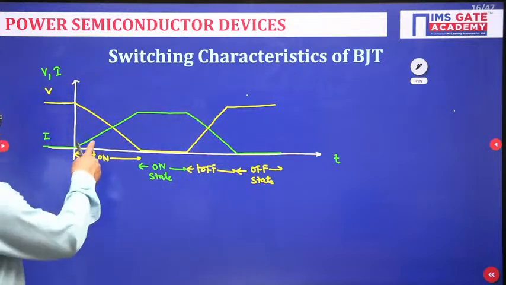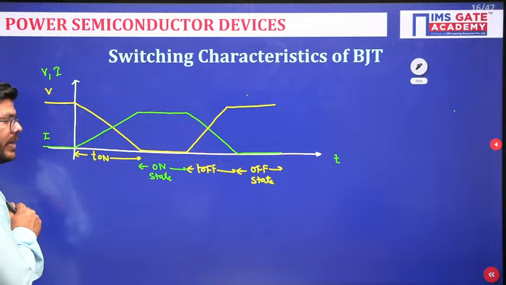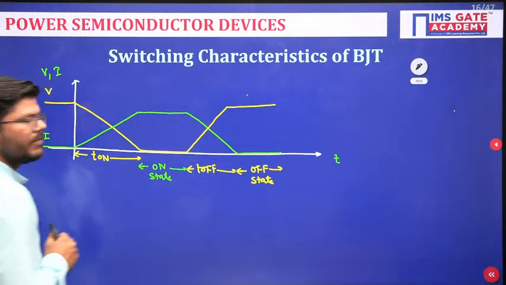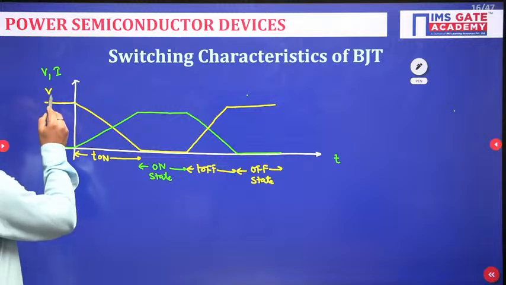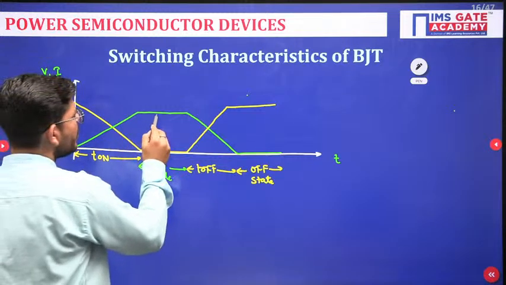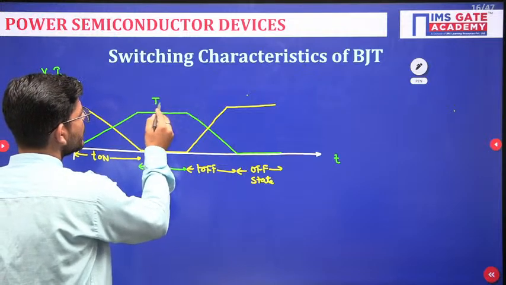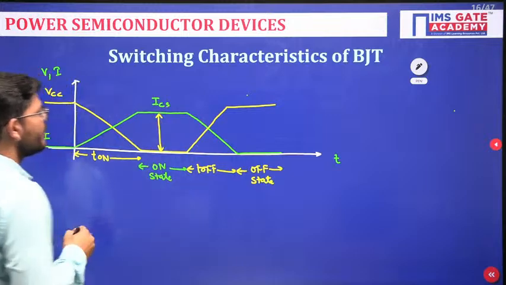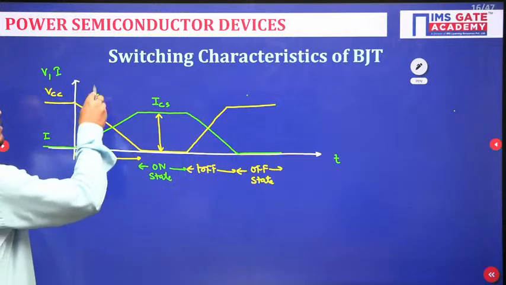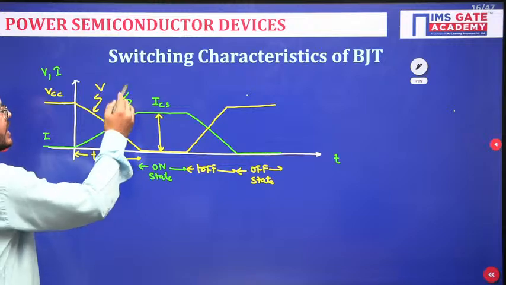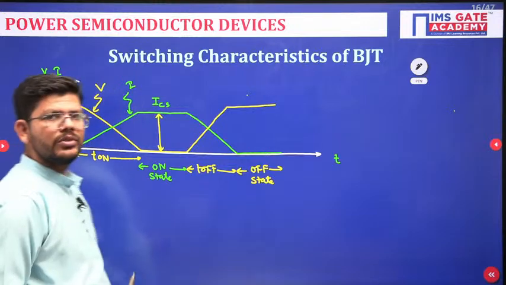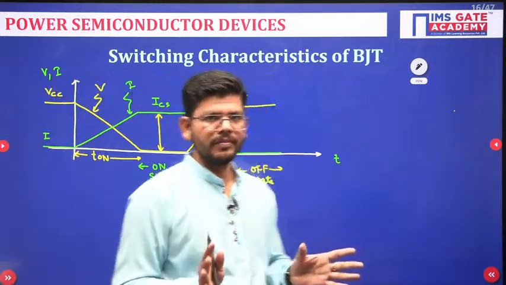Here you have applied positive base current, here you have applied negative base current. Now let me call this voltage VCC, and let me call this maximum current that the device is carrying ICS. So this is regarding the voltage and this curve is regarding the current. So this is the switch realization of BJT.